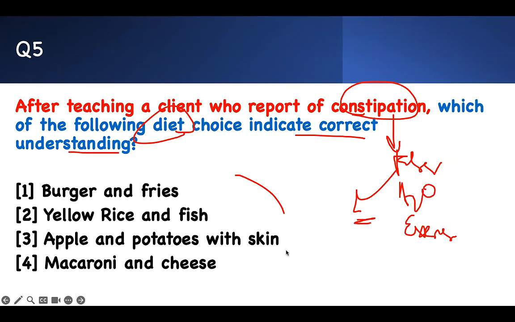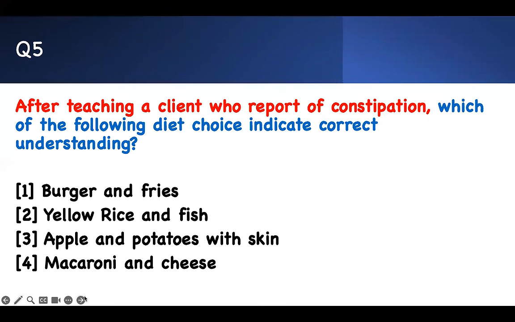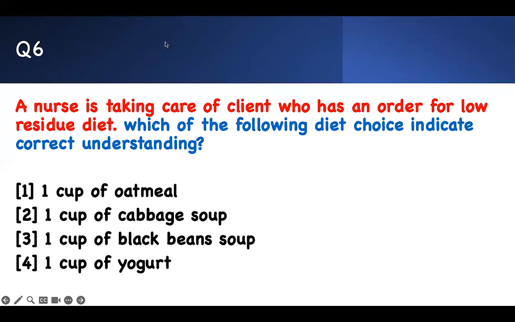Which of these give you a lot of fiber? Burgers and fries is negative. Yellow rice and fish, maybe some small fiber here, but this is not enough. Apple and potato with skin? Yes, good. Macaroni and cheese, there's no fiber there. That's all. All the questions are asking you about fiber therapy. Number 3 is your answer. You see, the questions are trying to make you think. Board questions are simple and straightforward. They are not that long. They're very short, but they are loaded, so you have to pay attention to the keyword.